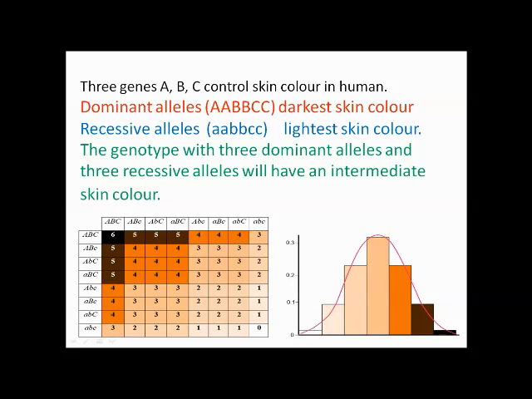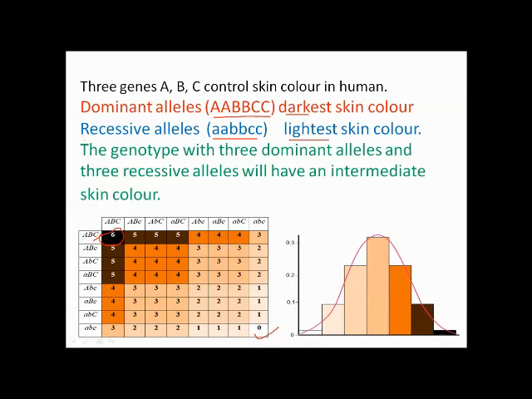Here the dominant alleles are written as AA, BB, CC. All are homozygous, and because they are dominant, they are written in capital letters. So it is the darkest. Here you can see this is the one. Then the recessive alleles are homozygous recessive, small a, small b, small c, which shows the lightest color. So this is the one that is lightest.